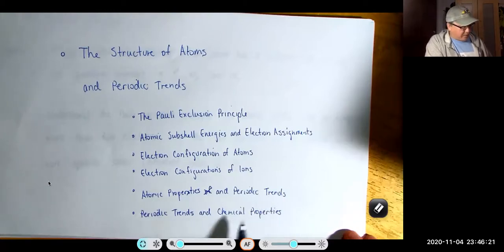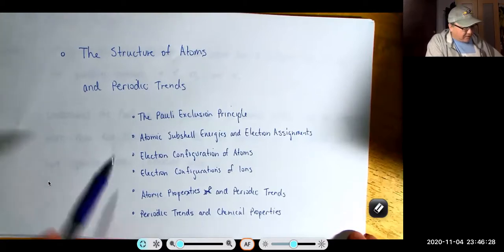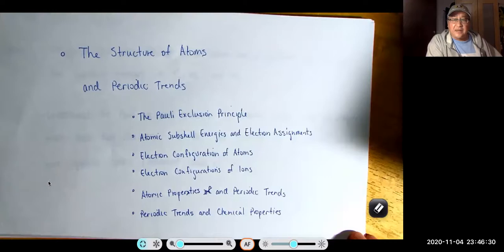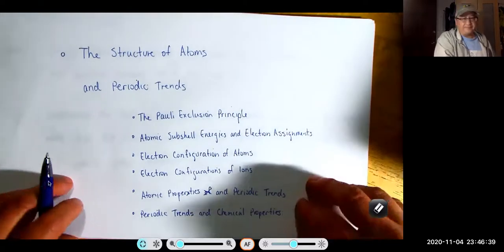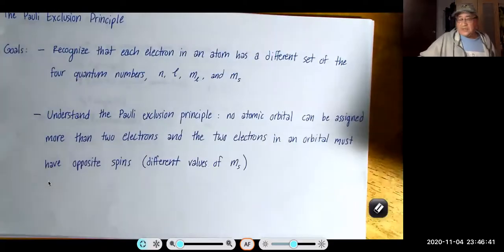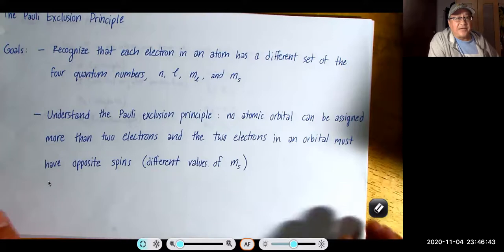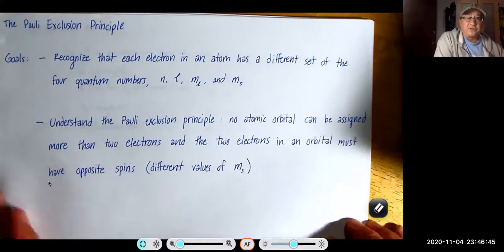And this is kind of the rub of the whole thing right here. Ultimately, all of this leads to periodic trends and chemical properties. It's the electron configuration of atoms that gives the atoms their chemical properties. Okay, so let's take a look here at the first subsection, the Pauli exclusion principle.